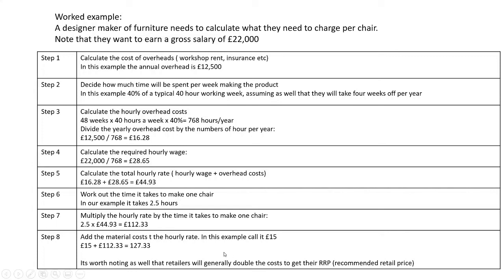It is worth noting as well, though, that retailers, so obviously the maker isn't going to then sell it. They'll sell it to a retailer who will then sell it in a shop. So generally what will then happen is the price is doubled, and that's what you get the RRP, which is the recommended retail price. So typically it's double whatever the manufacturing costs actually were.